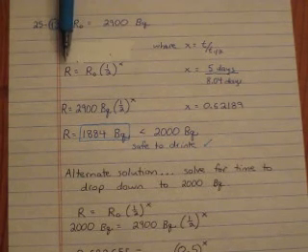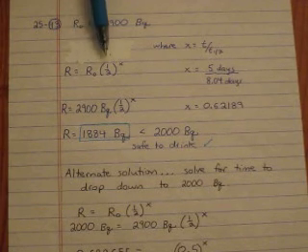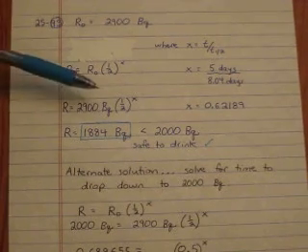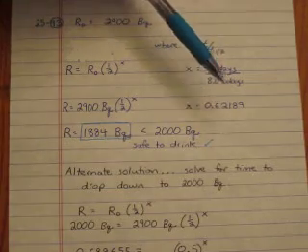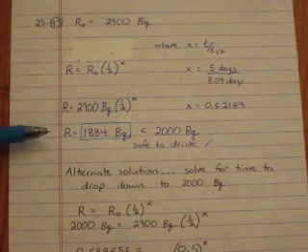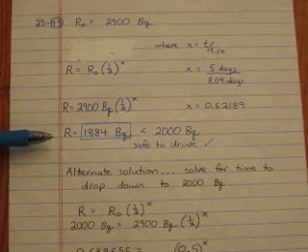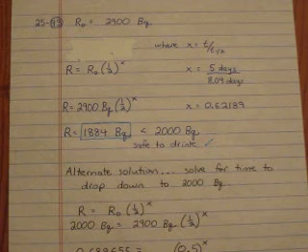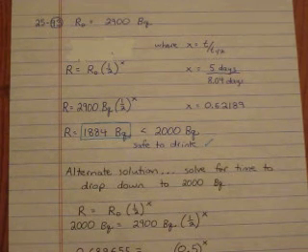So the activity after 5 days is going to be R0 times 1/2 to the X power, which is 2,900 becquerels times 1/2 to the 0.62189 power. And we get an activity of 1,884 becquerels, which is less than the recommended limit of 2,000, so it can be deemed safe to drink.